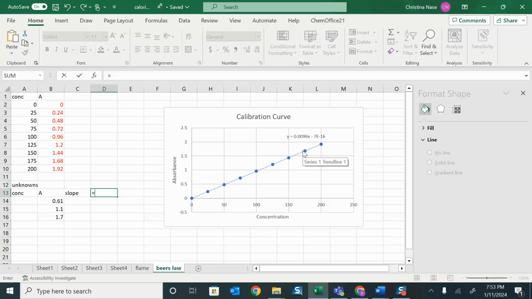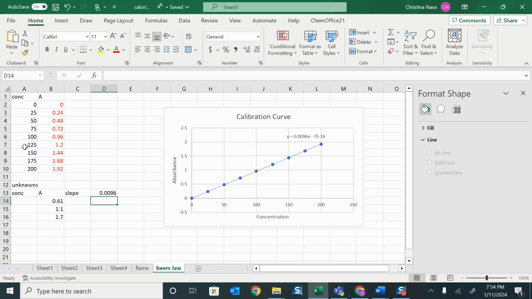Here's another way to do it. We say equal slope and then put in all of your y values and then your x values. You don't have to do it that way. We're going to get the same number from the graph. I just want to show you how you can calculate slope using Excel without making the graph. Our intercept is going to be 0, so we don't have to worry about that. Minus 7 times 10 to the negative 16. It's a really, really small number. That's 0.00000, lots of zeros and then a 7.